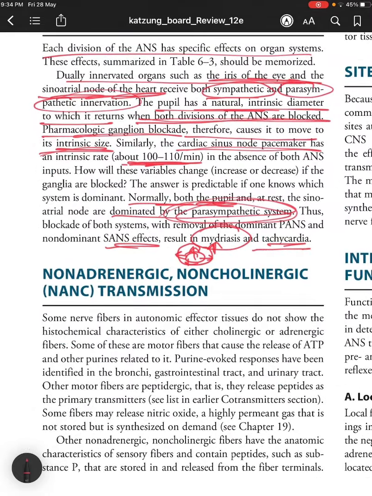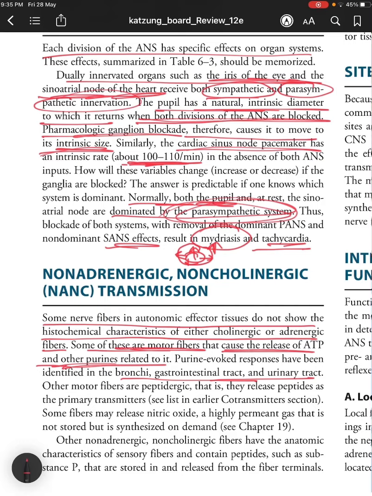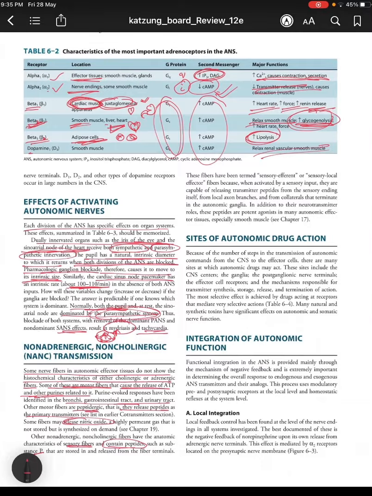So coming to noradrenergic non-cholinergic transmission, some nerve fibers in autonomic effector tissues do not show the histochemical characteristics of either cholinergic or adrenergic fibers. Some of these are motor fibers that cause the release of ATP and other purines related to it. Purine evoked responses have been identified in the bronchi, gastrointestinal tract and the urinary tract. Other motor fibers are peptidergic, that is, they release peptides as primary transmitters. Some fibers may release nitric oxide, a highly permeant gas that is not stored but synthesized on demand.